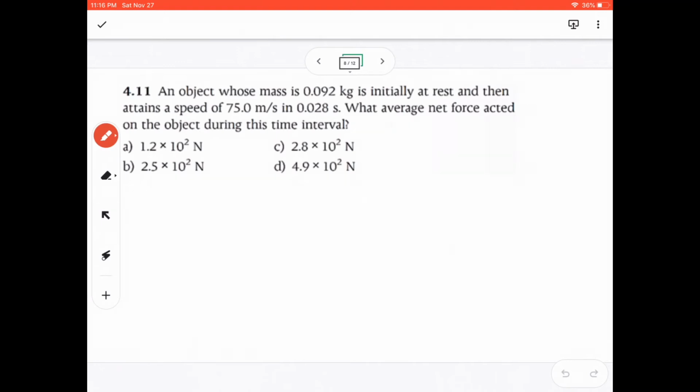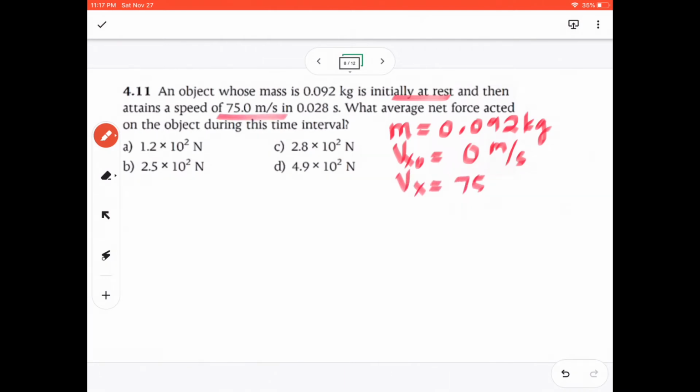So we have mass given here, which is equal to 0.092 kilograms. And then we have initial velocity. Initially at rest, it says, so V initial, Vxo, is equal to, or just V0, because it's not specified if it's up or down, 0 meters per second. And then we have Vx, the final velocity, is equal to 75.0 meters per second, and the time interval given here is 0.028 seconds. What's the average net force?